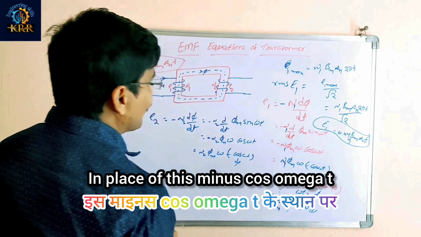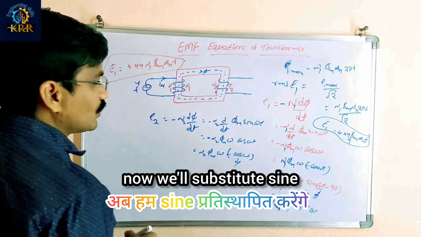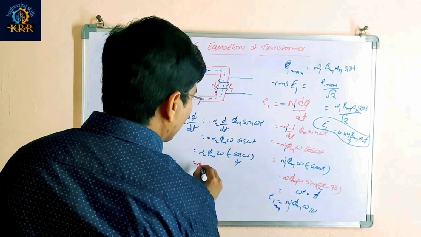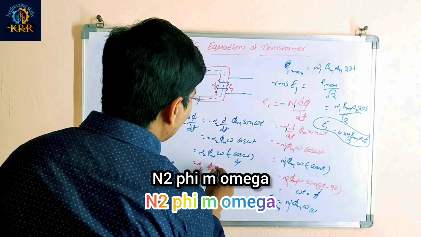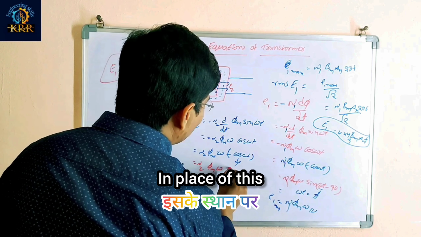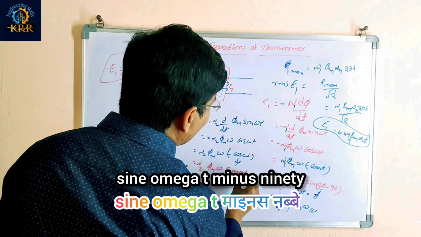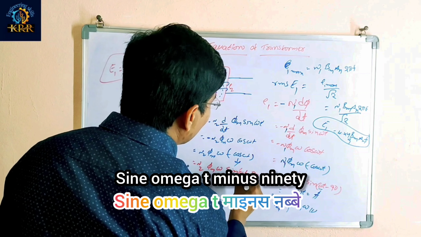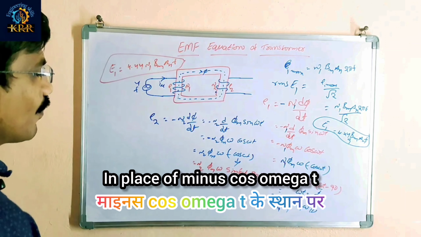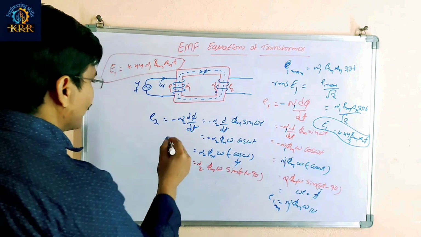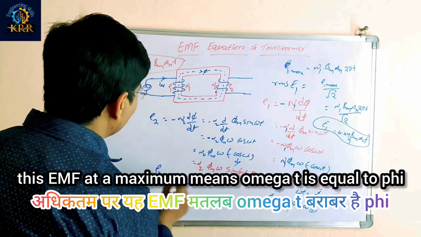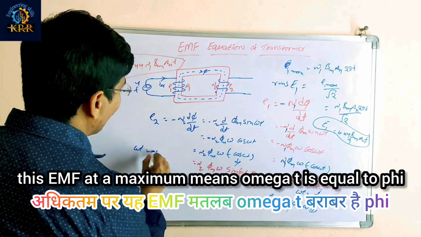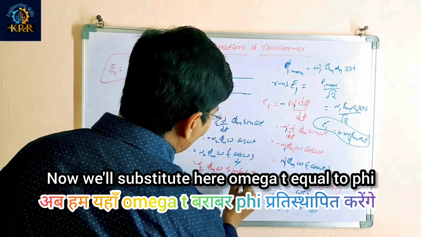In place of minus cos omega t, we now substitute sin omega t minus 90, giving N2 phi m omega sin of omega t minus 90. The EMF is at maximum when omega t is equal to pi. Now we substitute omega t equal to pi here.